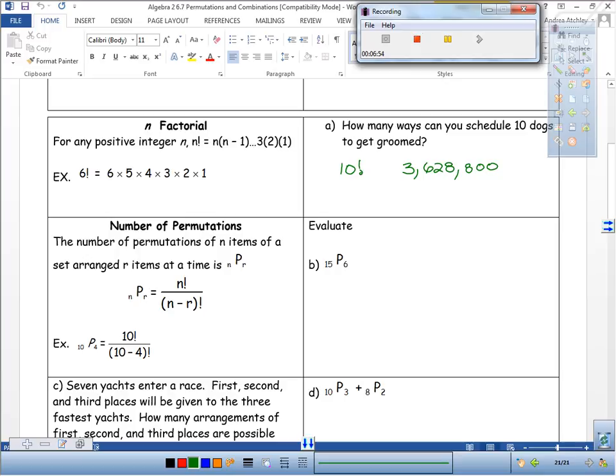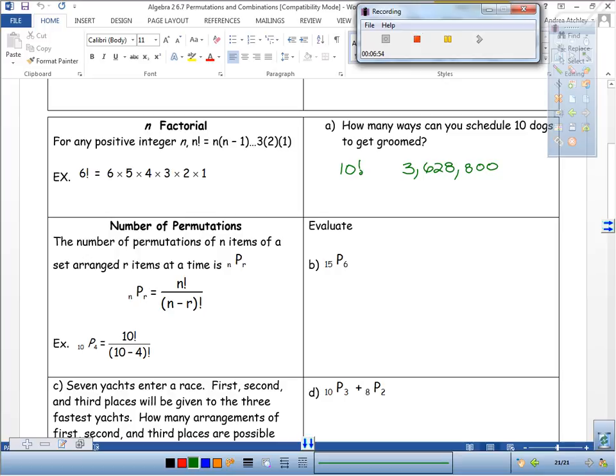Or it could also be if I'm in a contest and I want first, second, or third prize. So it's first, second, or third winning trophies. Does that matter to me? To me it does, because I want to win and I want to be first. So that would be a permutation. Now we have this as permutation.